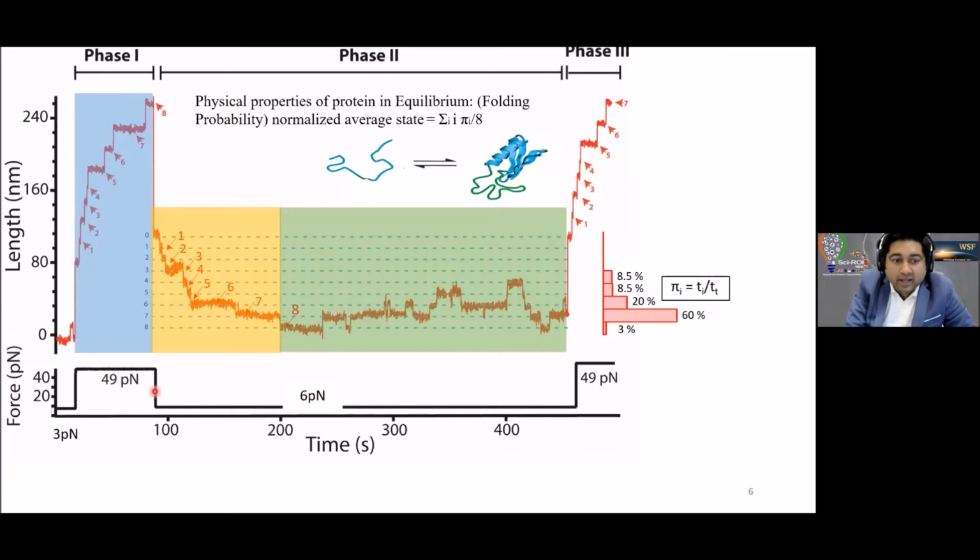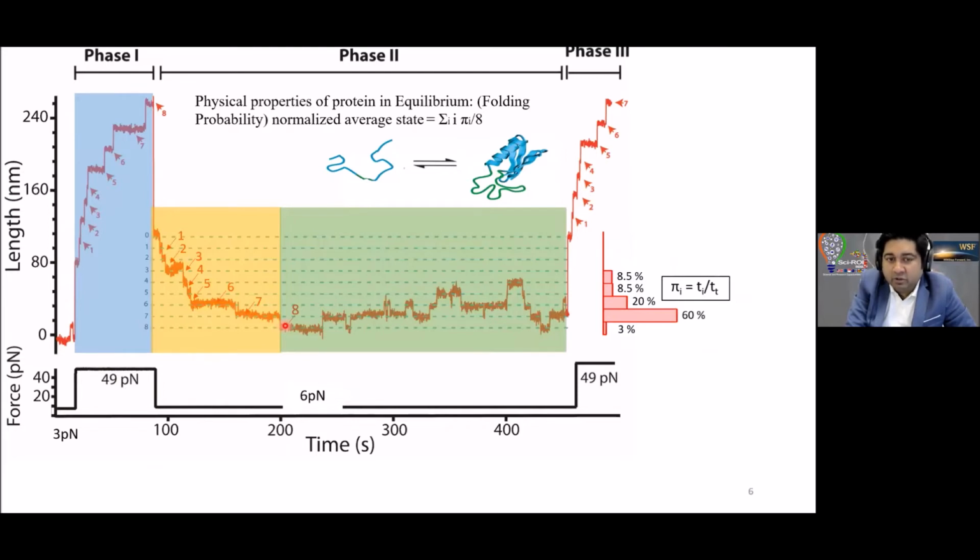Now the question is, why did I choose 49 or 6 piconewton? Because I wanted to show you good data. If I change the force to something like 10 piconewton, it will unfold slower. Or if I use 100 piconewton, it will unfold faster. Why 6 piconewton? Because here I can show you all the 8 domains refolded.